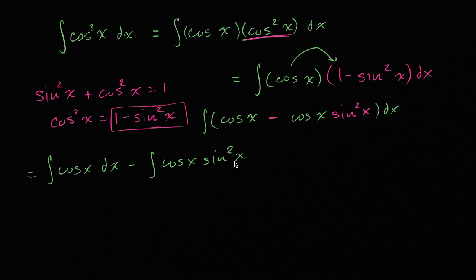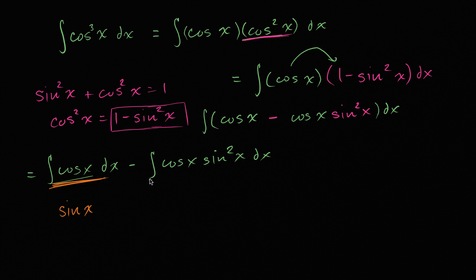Now, this is where it gets interesting. This part right over here is pretty straightforward. The antiderivative of cosine of x is just sine of x. So this right over here is going to be sine of x. And I'll worry about the plus c at the end, because both of these are going to have a plus c, so might as well just put one big plus c at the end.